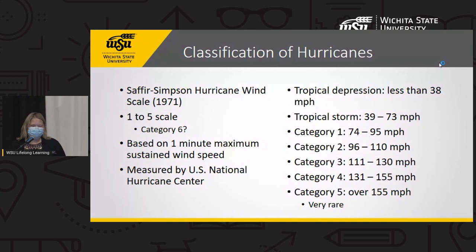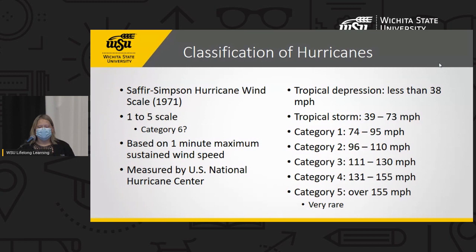So, when we've heard about hurricanes on the news, we always hear it classified as either a Category 1 hurricane or a Category 5. And so the scale that they're using is the Saffir-Simpson Hurricane Wind Scale. It was created by two meteorologists, Saffir and Simpson, in 1971. And currently, it's a scale from 1 to 5.